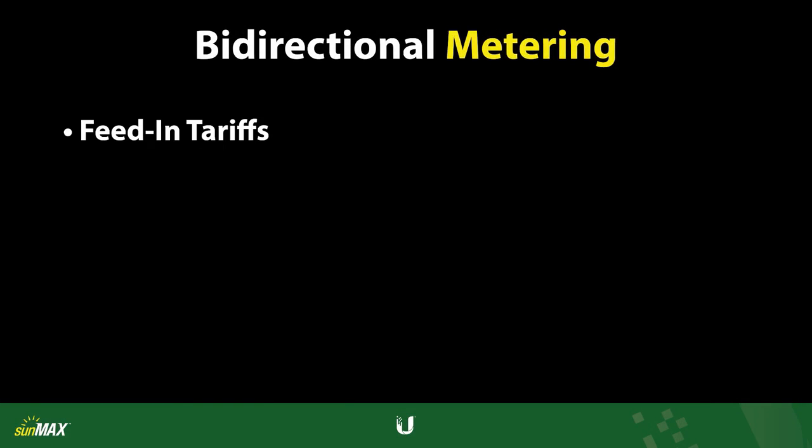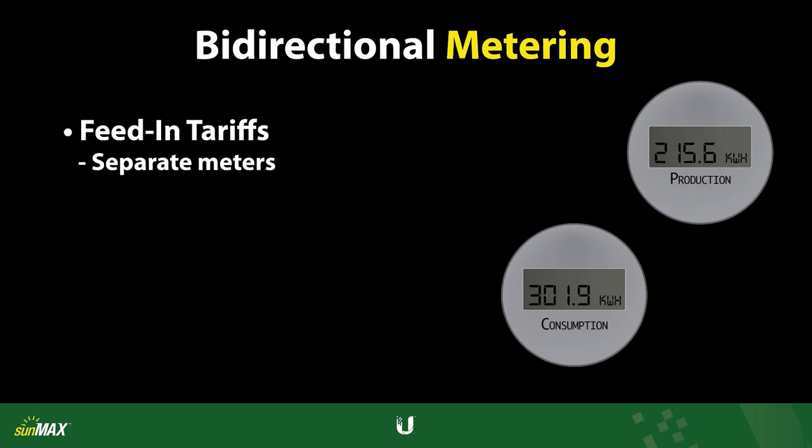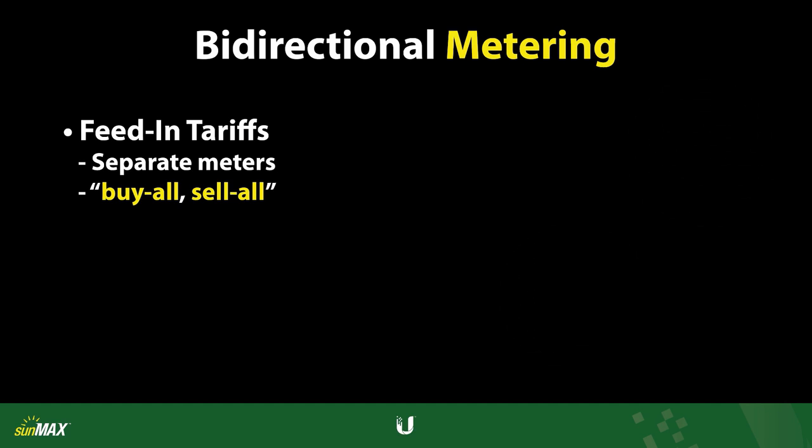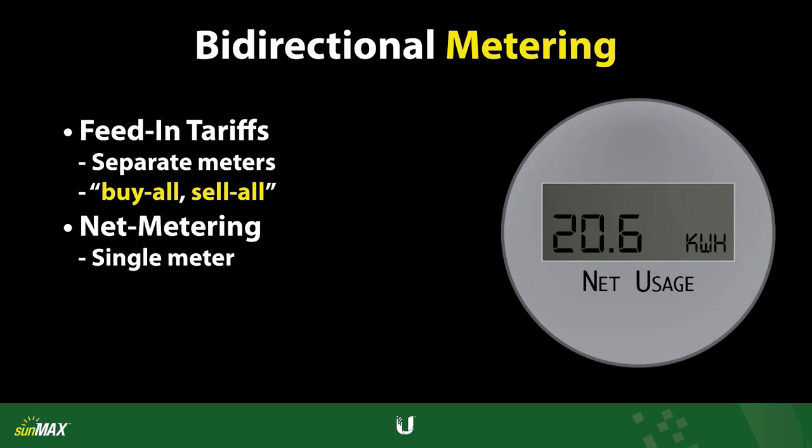Feed-in tariffs measure production and consumption on separate meters, which lends to its nickname, buy all, sell all, since all energy used is bought, with all energy produced sold to the utility. In contrast, net metering uses a single meter for both consumption and production.